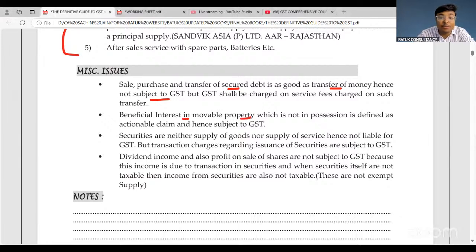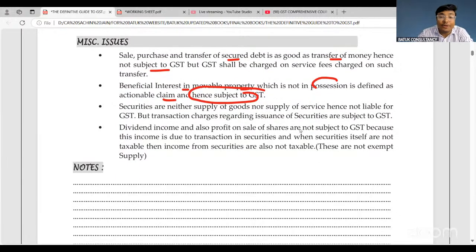Beneficial interest is movable property which is not in possession, is defined as actionable claim, hence subject to GST. Securities are neither supply of goods nor supply of services, hence there is no applicability of GST on the securities.